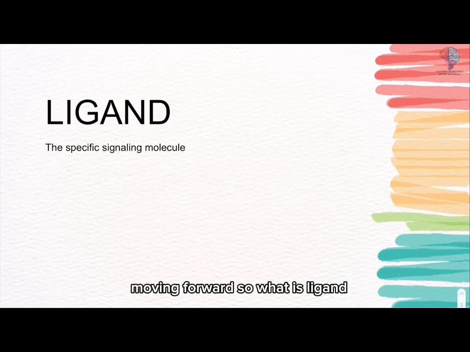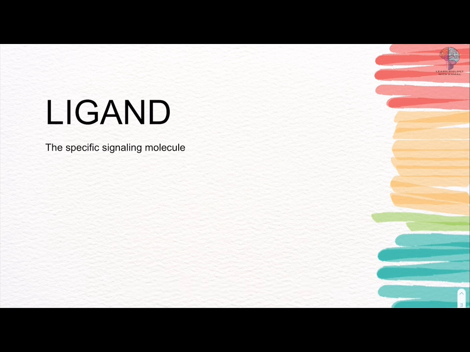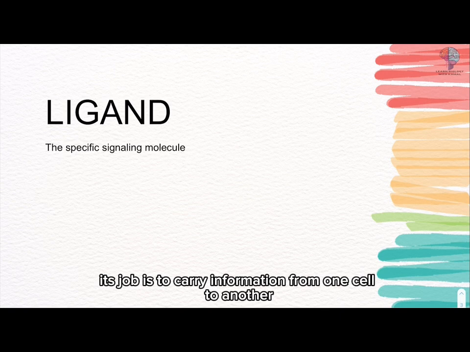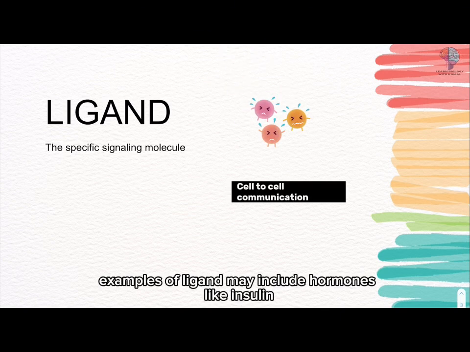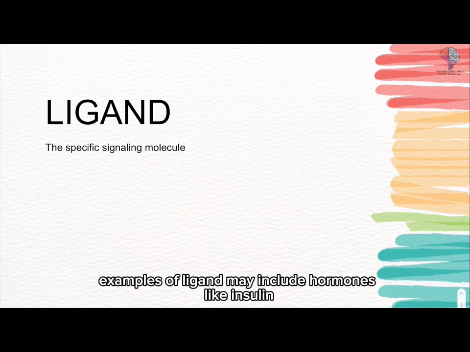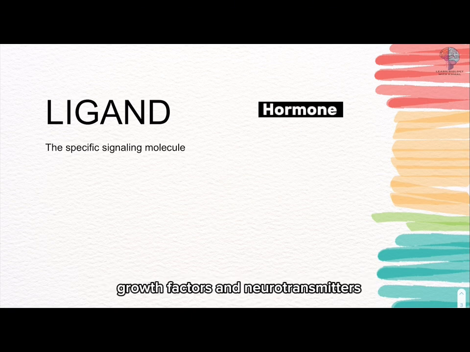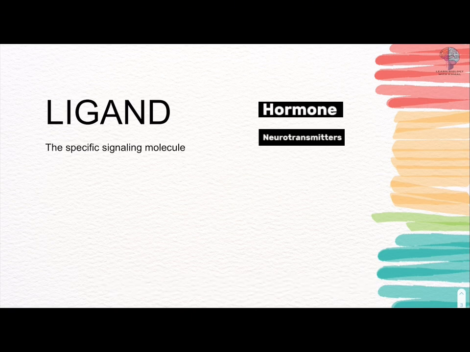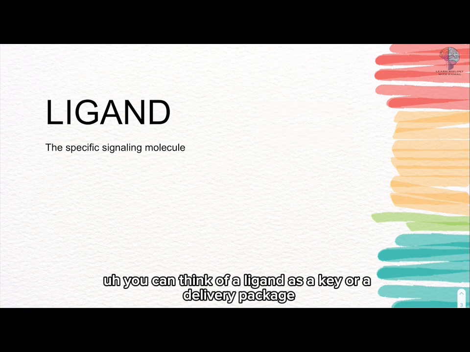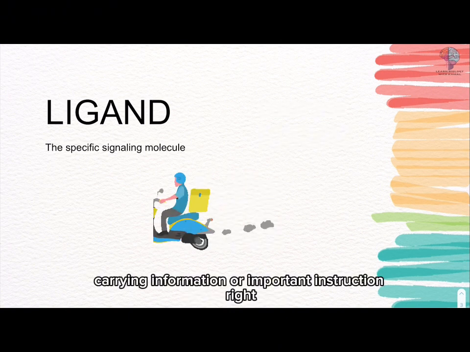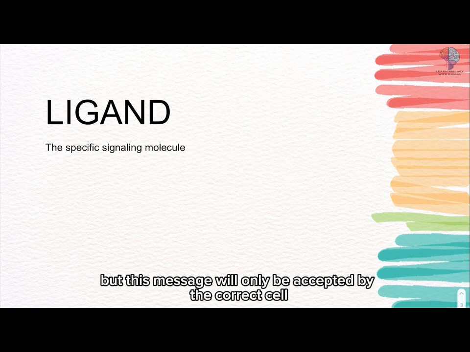Moving forward, so what is a ligand? A ligand is simply a chemical messenger. Its job is to carry information from one cell to another. Examples of ligands include hormones like insulin, growth factors, and neurotransmitters. You can think of a ligand as a key or a delivery package carrying information or important instructions, right? But this message will only be accepted by the correct cell.